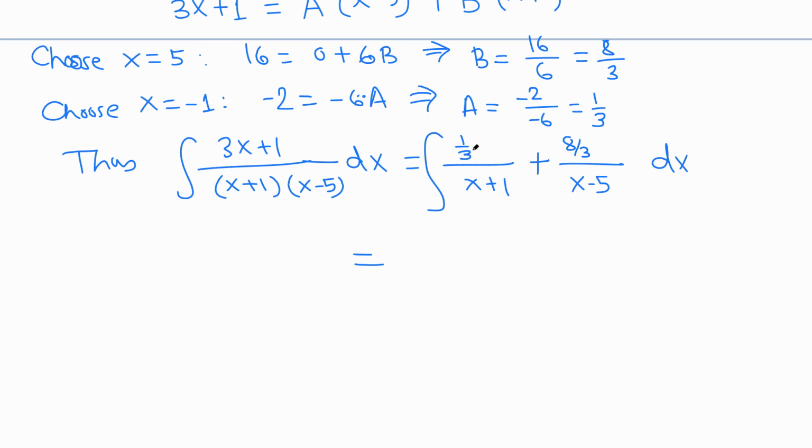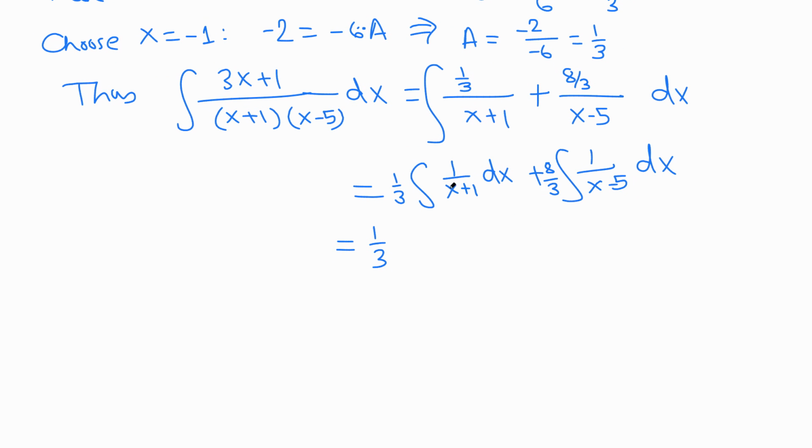How? For the integral of the first, we can pull 1/3 out, leaving 1 over x plus 1 dx, plus 8/3, which we can pull outside, 1 over x minus 5. Now for 1/3, the top is the derivative of the bottom, so natural log of the bottom. For 8/3, the top is the derivative of the bottom, so ln of x minus 5, plus C. Final.